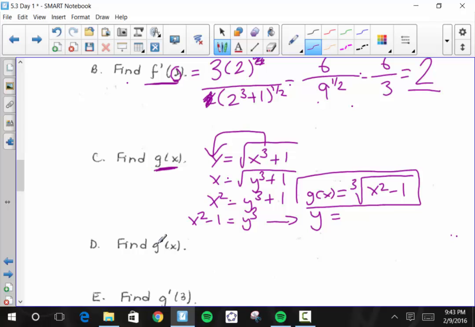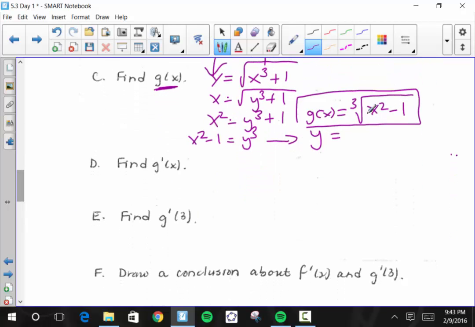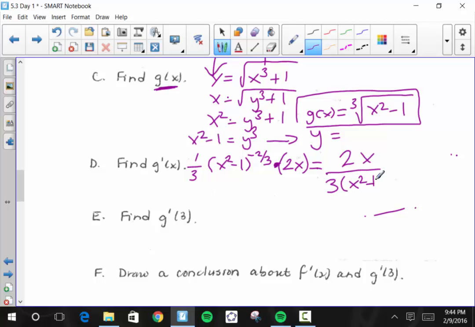And now it says find the derivative of that function. So let's find the derivative of g of x. We bring that 1/3 in front, right? The inside stays the same, x squared minus 1, raised to the negative 2/3 because it dropped by a power. Then the derivative of the inside is 2x, so multiplied by 2x. Let's simplify this. This is equal to 2x over 3 times (x squared minus 1) to the 2/3. So we got our g prime of x right here.